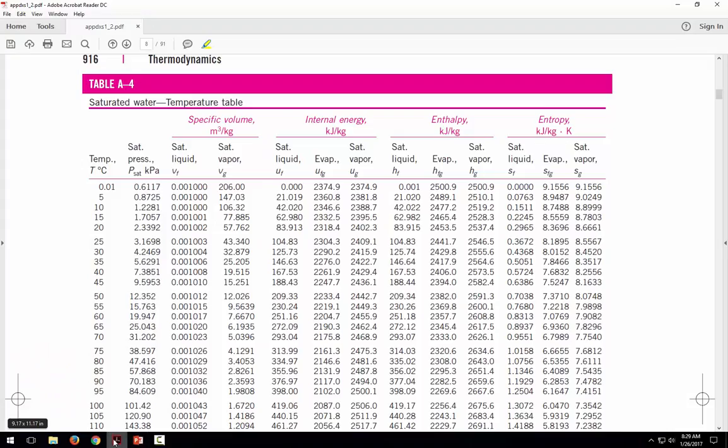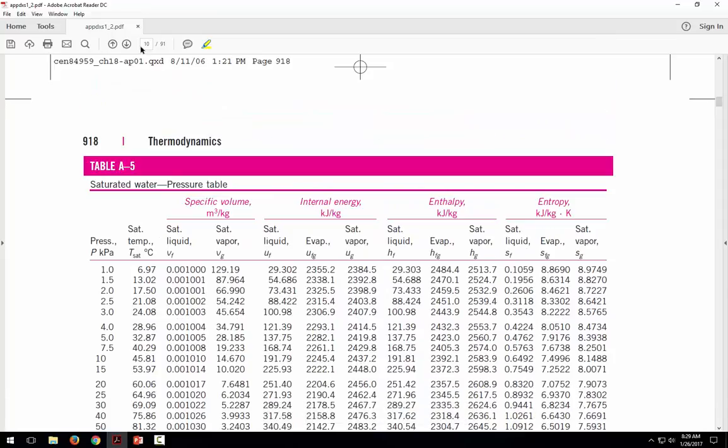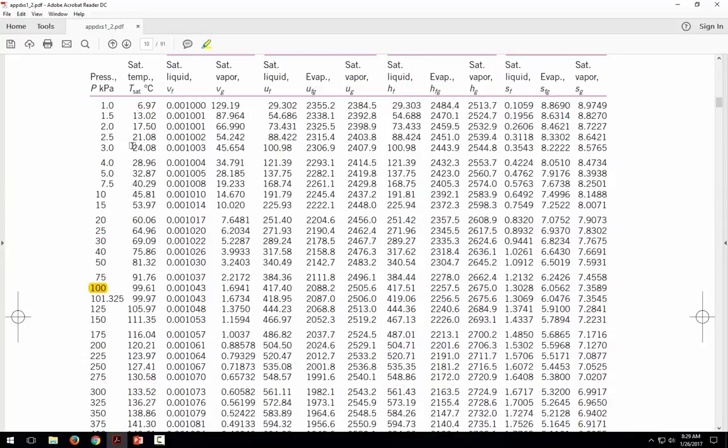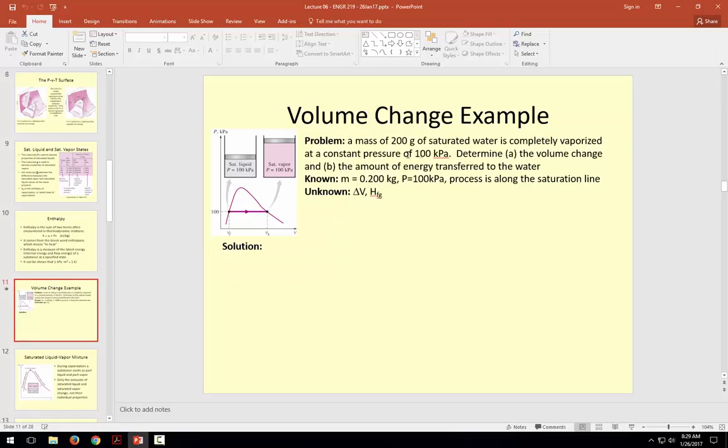So let's go now to the appendix, and we want to look at table A5 because it's in terms of pressure. If we're looking at table A5, and this column here is in terms of pressure, we want to look at what happens at 100 kilopascals. So all of these property values are those that we find at 100 kilopascals.